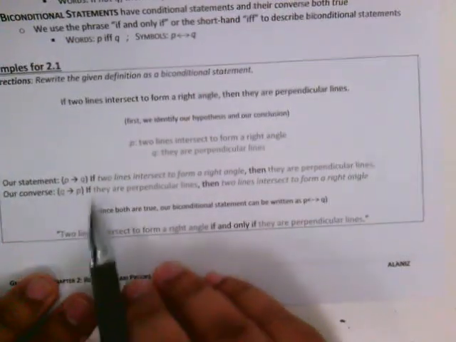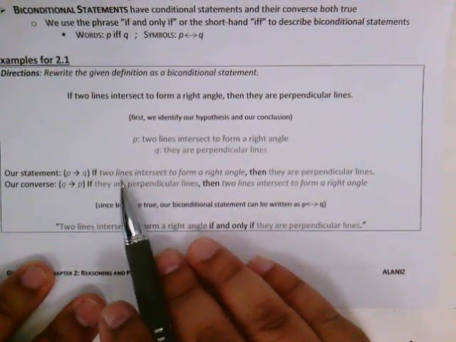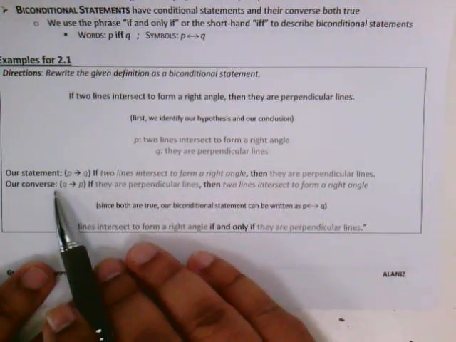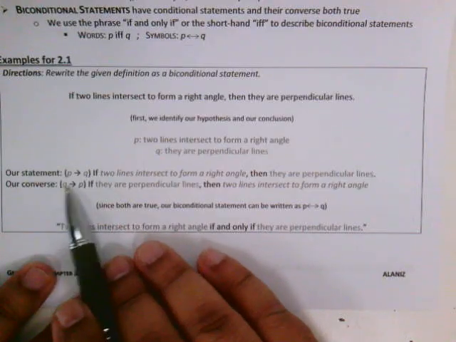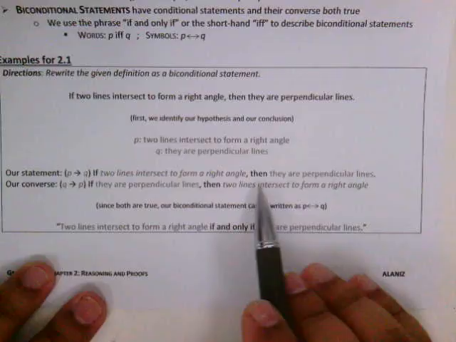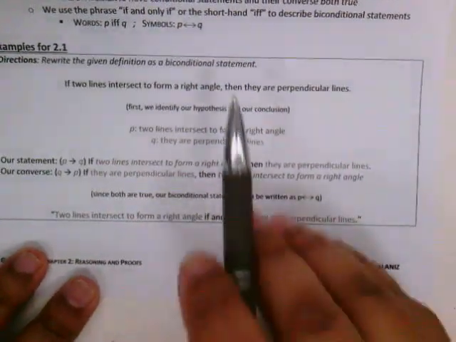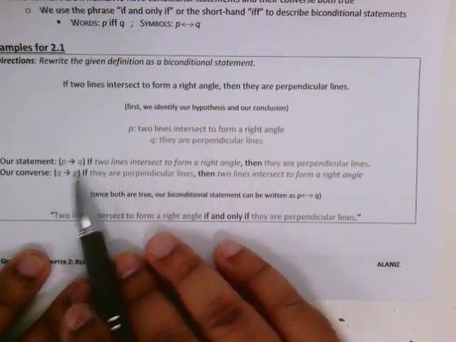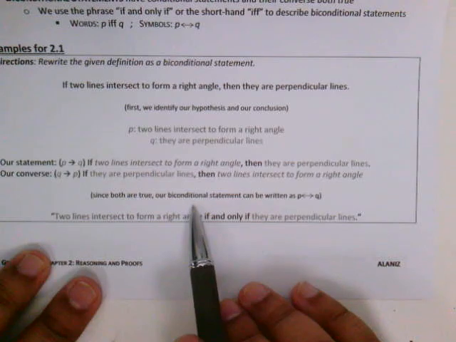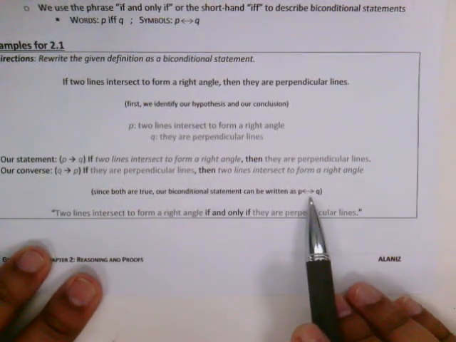Next, our statement, therefore, is P to Q: if two lines intersect to form a right angle, then they are perpendicular lines. And of course, the converse way of saying it, Q to P: if they are perpendicular lines, then two lines intersect to form a right angle. Since both of these are true, both this top statement and the bottom statement, P to Q and Q to P, we refer to this as a biconditional statement. It works both ways. And with that in mind, we use this symbol.